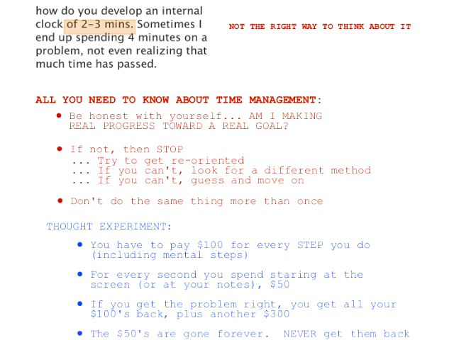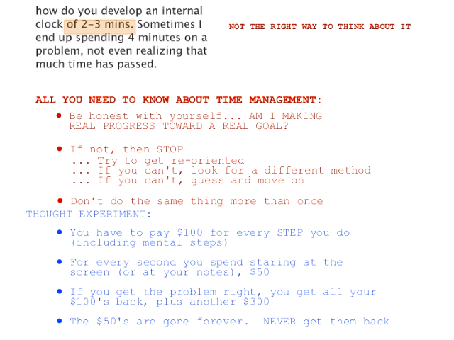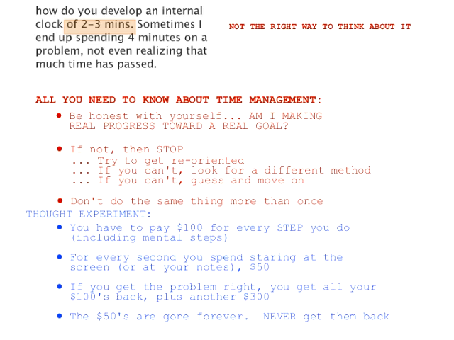Okay, if you can think about this thought experiment, if you can imagine the habits that you would have under these circumstances, then you will have absolutely perfect time management and you will not need to think about anything else. Because if you were actually paying out $100 for every step that you did, just think about when you would do steps. You would only do them if you were pretty darn sure that they were actually headed towards a real goal, because otherwise you're just wasting hundreds of dollars. You would also not spend any seconds doing this because that's really expensive.